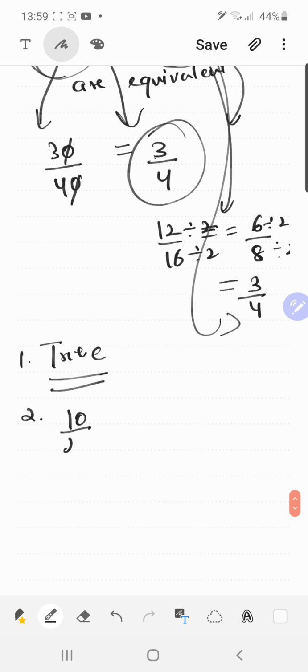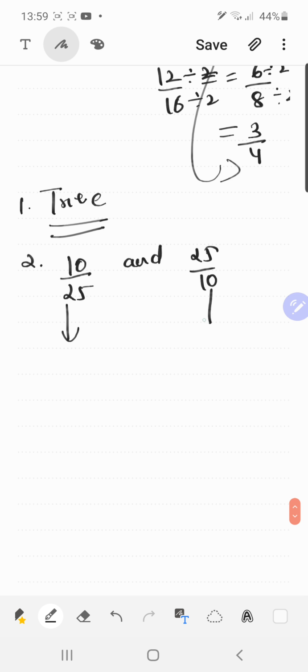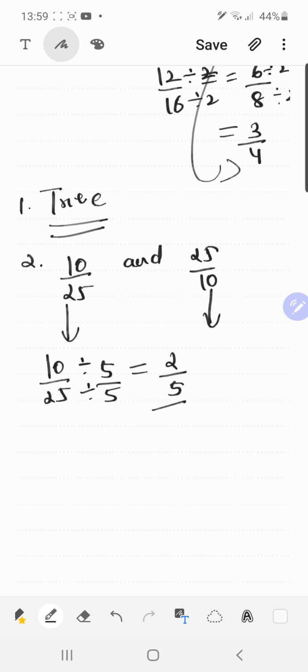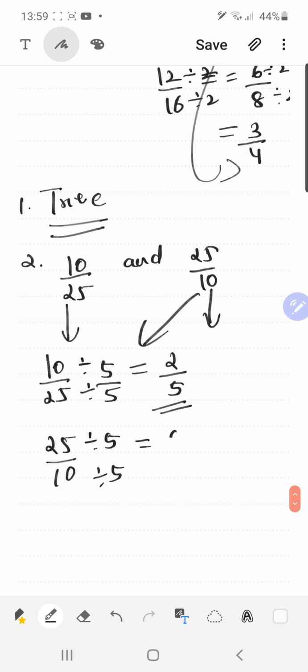Second, 10 upon 25 and 25 upon 10 are equivalent. So you have to reduce this and see whether they are equivalent or not. When I reduce 10 upon 25, I divide by 5 on both the sides so that my answer comes 2 upon 5. But when it is another fraction 25 upon 10 and I divide with 5 on both the sides, I get 5 upon 2, and 2 upon 5 and 5 upon 2 are not equal.